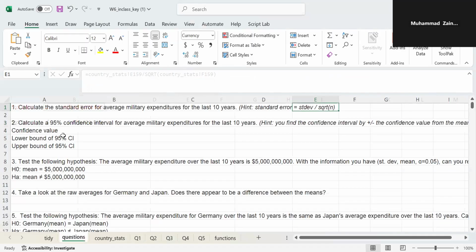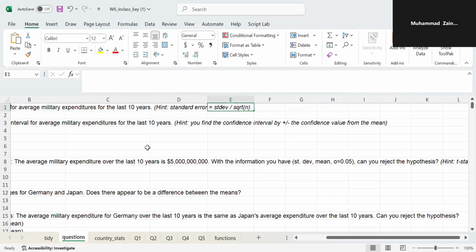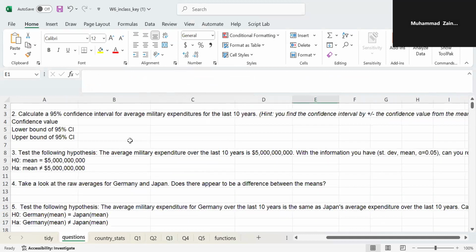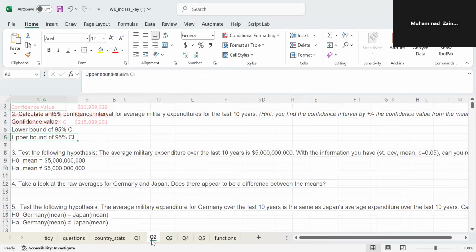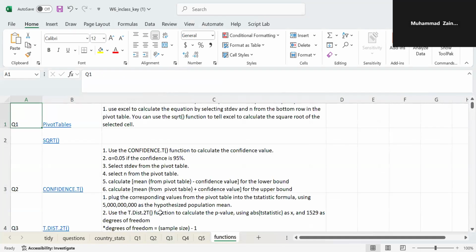Then question number two: calculate a 95% confidence interval for average military expenditure for the last 10 years. You find the confidence interval by the plus minus of the confidence value from the mean. So we want to find the confidence value, the lower bound for 95% and the upper bound for 95%.